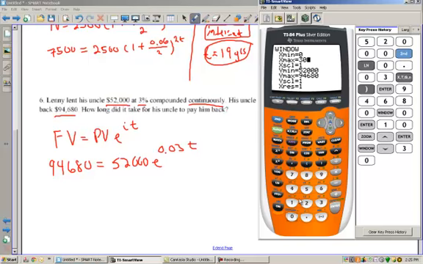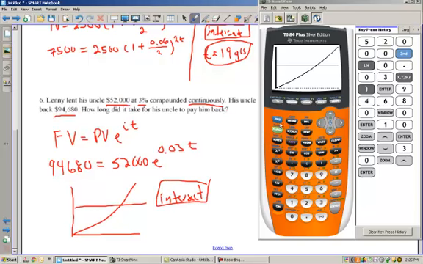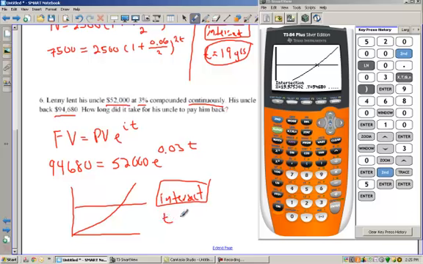Let's go to 30 this time for 30 years and do this, and this one should work. So here's my exponential function. There's the 94,680. I'm simply going to intersect these two graphs and hit enter, enter, enter, and out pops my answer. So t, and again, I can round to the nearest year, so t is approximately 20 years.